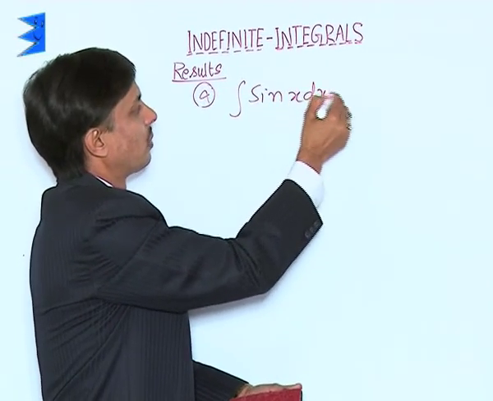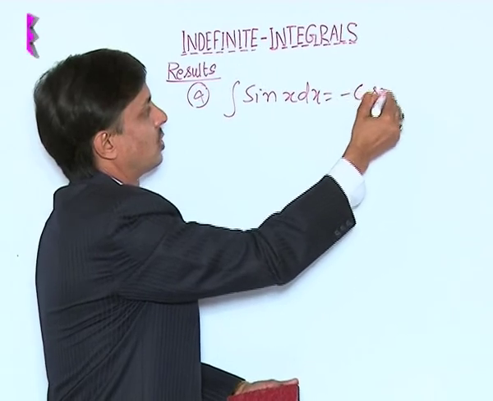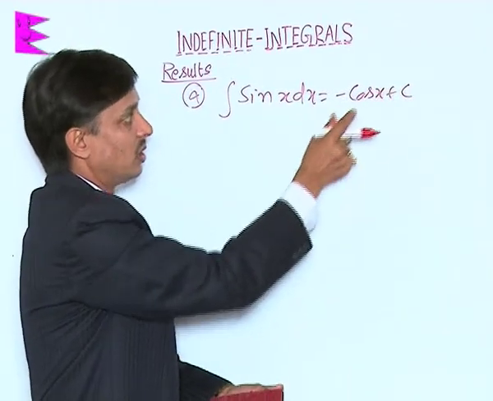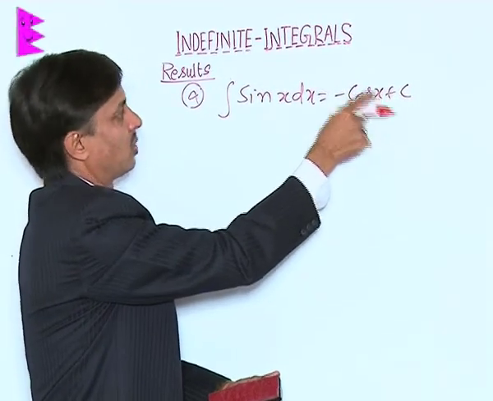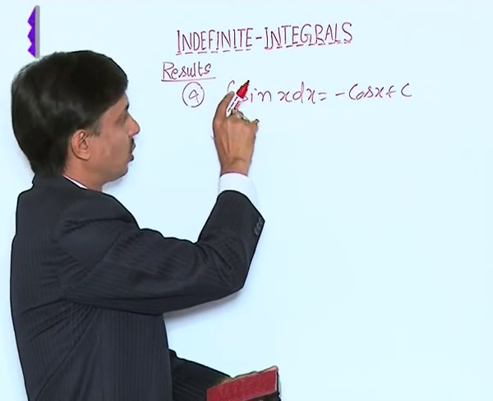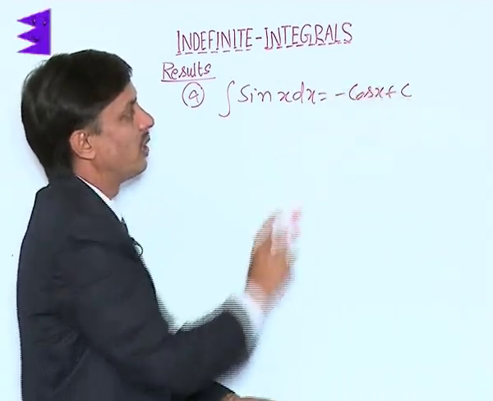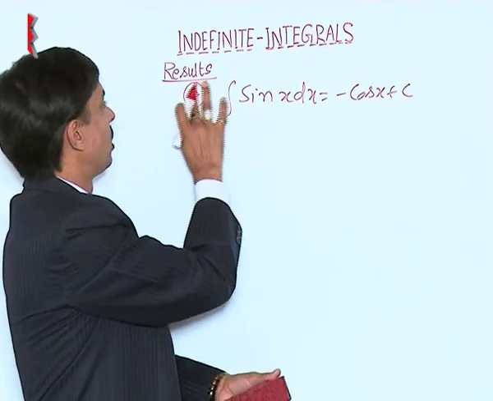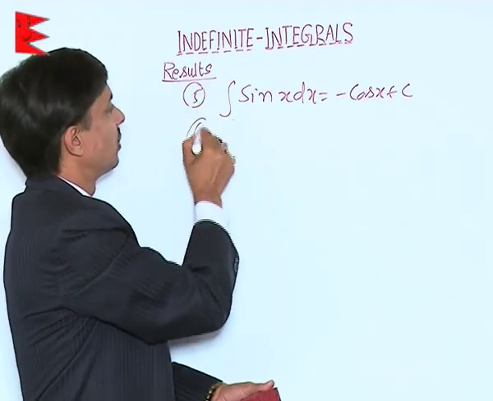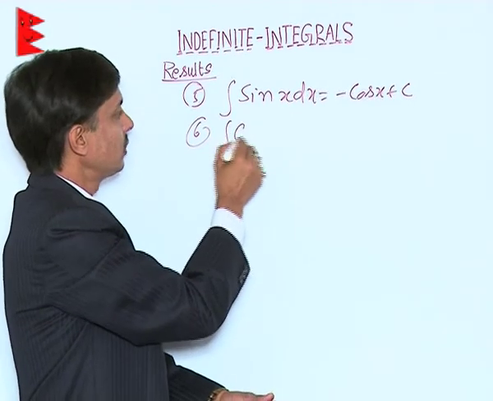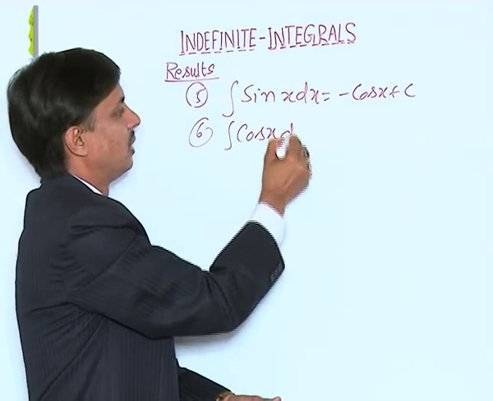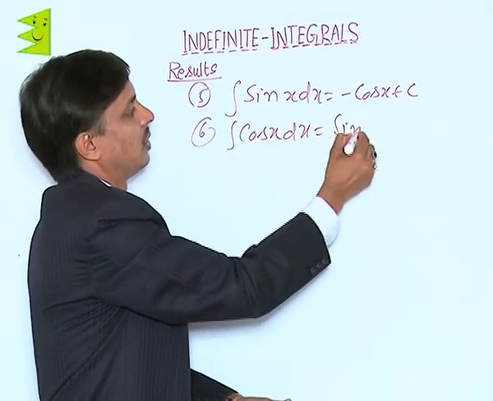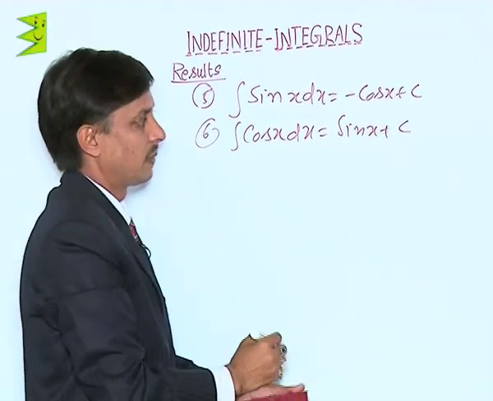What is the integration of sin x? It is minus cos x plus c, because the differentiation of cos x is minus sin x. So the sign is transferred, and always we need to take what? The constant. Then we can take the sixth result, that is, what is the integration of cos x? The integration of cos x is sin x plus c.